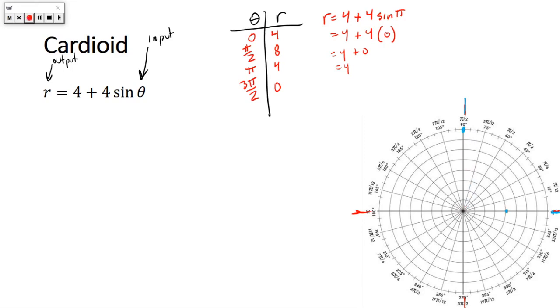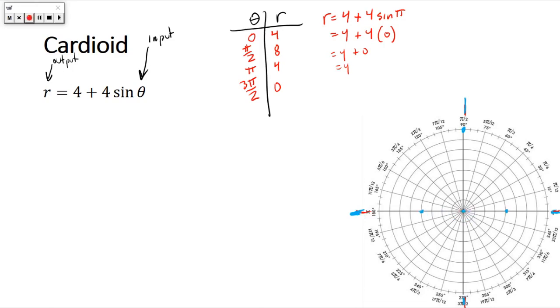Yeah, I think so. And then pi, we're looking at pi, that's over here, and we're going to go 4 in that direction, because it's positive. 1, 2, 3, 4. Okay, so we're right there. And then we have 3 pi over 2 looking here, but not going anywhere, seeing 0. So we have that point there.